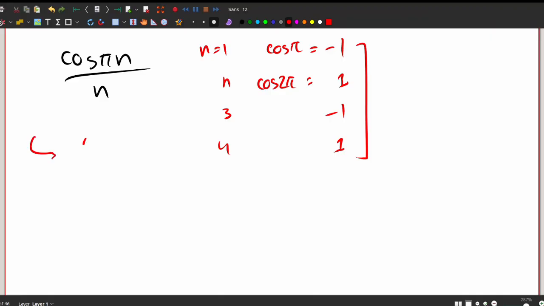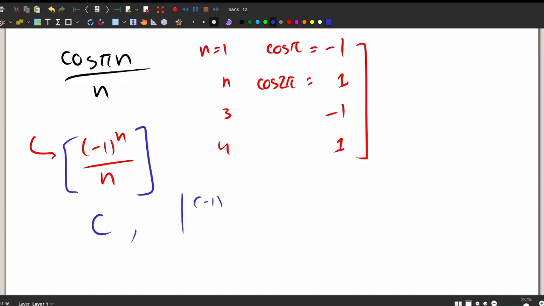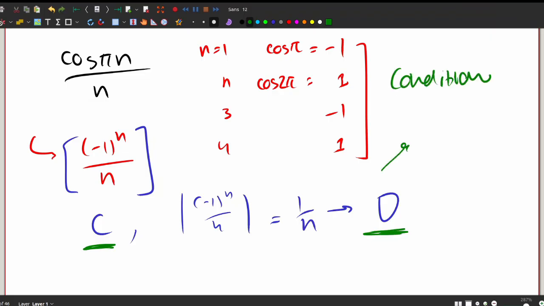Therefore, this series is the same as (-1)^n over n. Now, we know overall that this series converges, and we know that its other series, its absolute value, which is just 1 over n, diverges. Therefore, since this alternating series converges and the absolute value diverges, this series would be conditionally convergent.